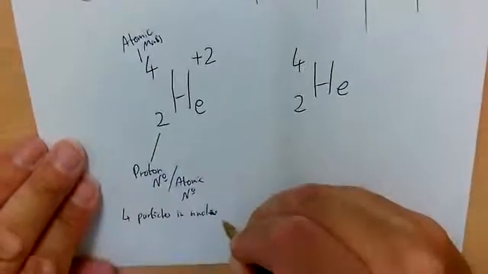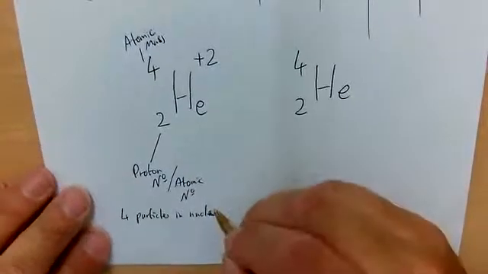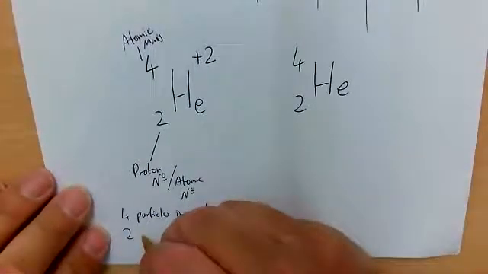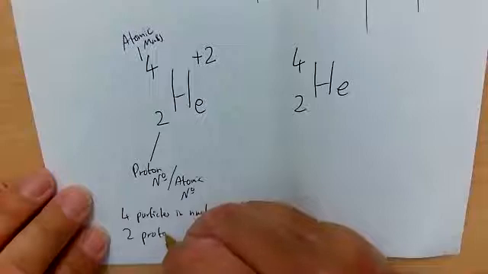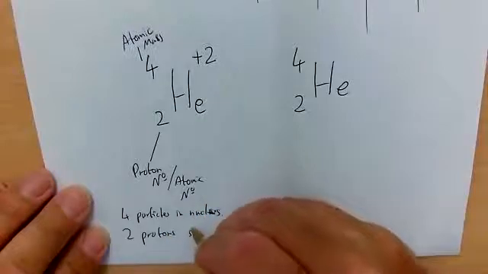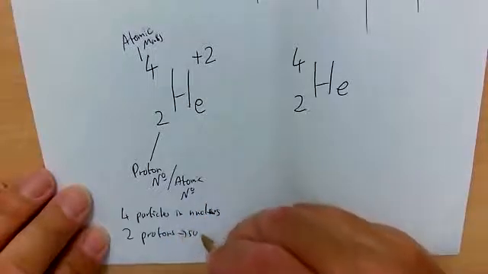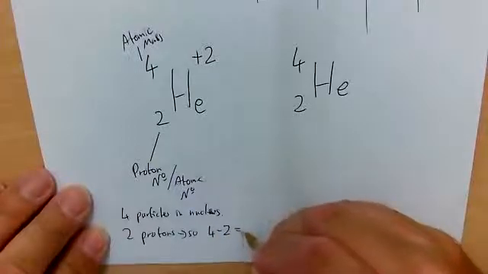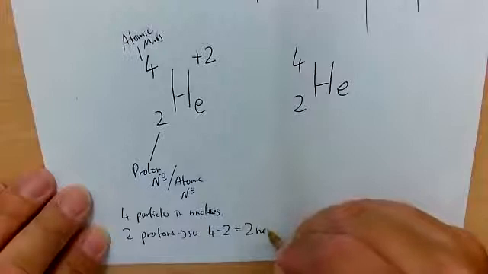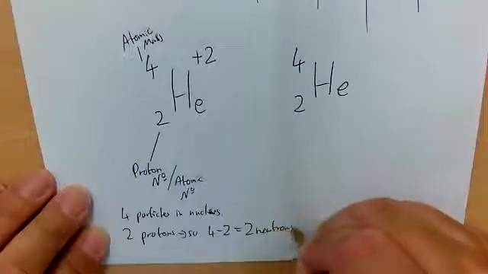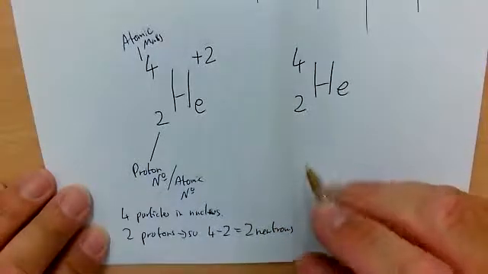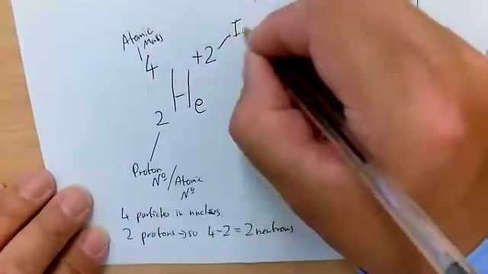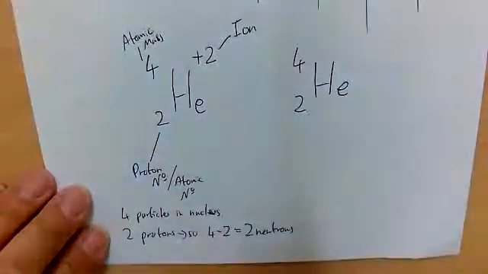Whoops, 4 particles in the nucleus, and we know that 2 of them were protons. So 4 particles minus 2 which are protons means you must have 2 neutrons. Okay. Now what we have here is what we call the ion number, or the ionic charge.